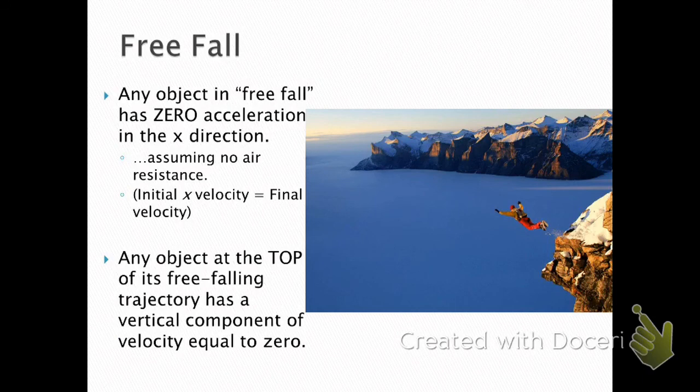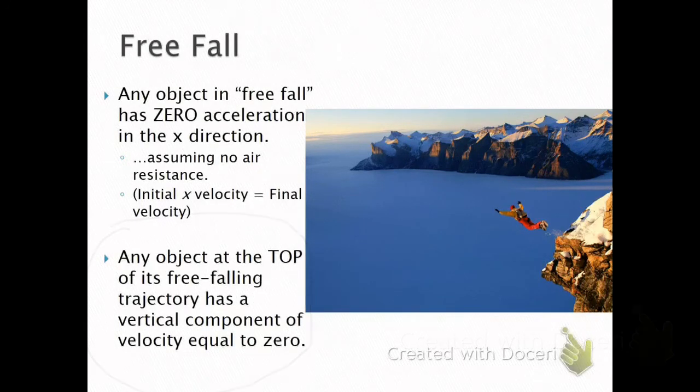Also, it has no acceleration in the x or horizontal direction, and I'll talk about that when we get to 2D motion. But the big point I want to make about free fall is at the top of its trajectory, so when I toss something straight up or when I drop something or anything like that, at its highest height, it always has a vertical velocity of 0. We're going to start with just one-dimensional motion, so we're assuming something moving straight up or straight down. Forget to the side right now. If it's moving straight up or straight down, it has a net total velocity of 0 at the top.